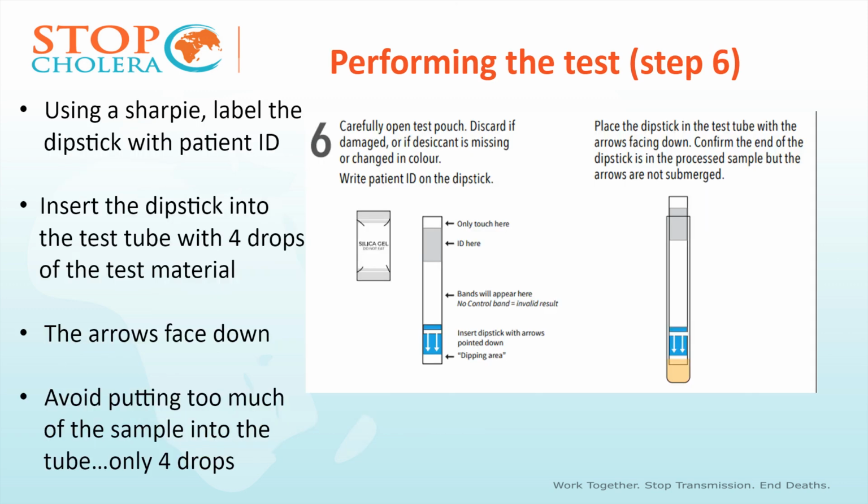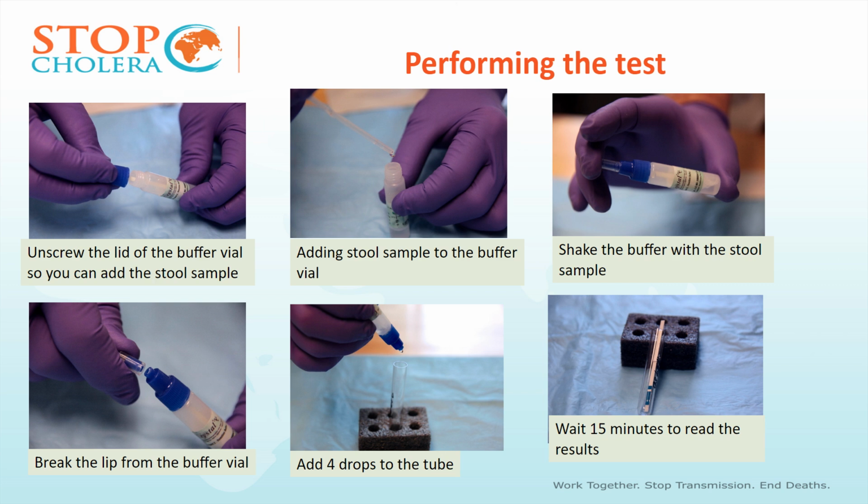To do the test, open the dipstick foil wrapper and label the dipstick with the patient ID. Then, place the dipstick into the test tube with the liquid at the bottom of the tube. Leave the dipstick in the tube and place the test tube in the foam test tube rack for 15 minutes before reading the result. These photos show the same steps as were illustrated on the previous slides.